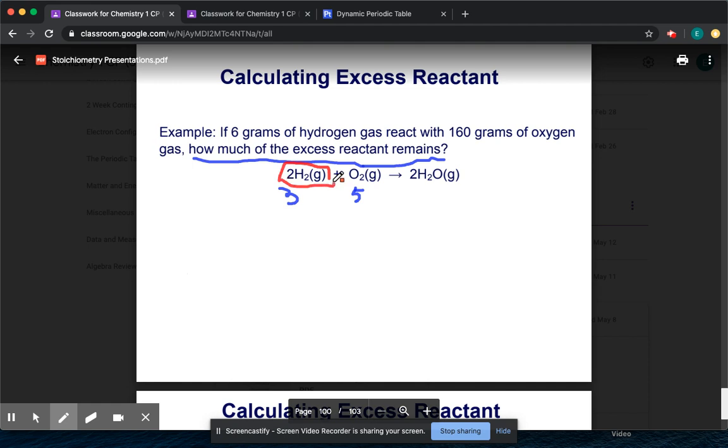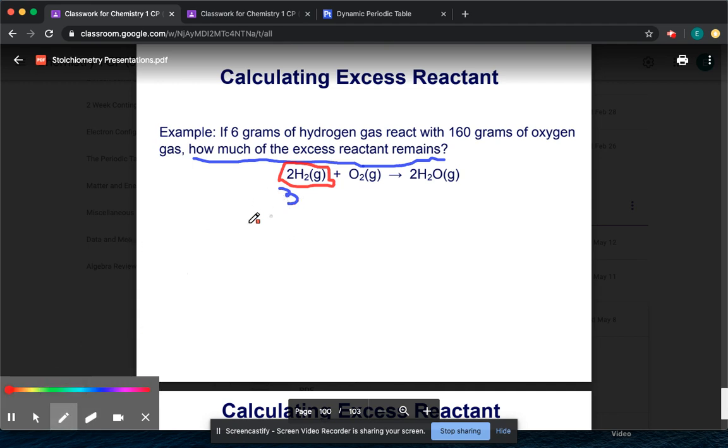So if this is limiting, we know that oxygen is going to be in excess. If we use up all 3 moles of hydrogen, how much oxygen are we going to use up? So now let's pretend we don't know how much oxygen we have. We know we have 5 moles, but we have to base it off of the limiting. So we have 3 moles of hydrogen. How much oxygen do we need to exactly use up those 3 moles?